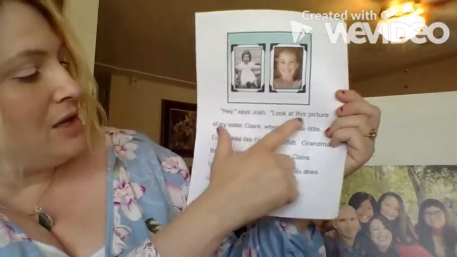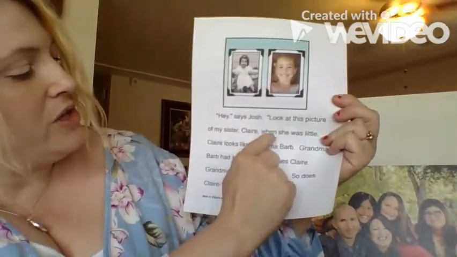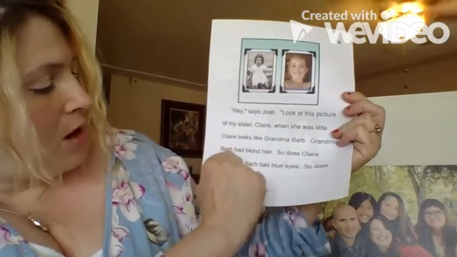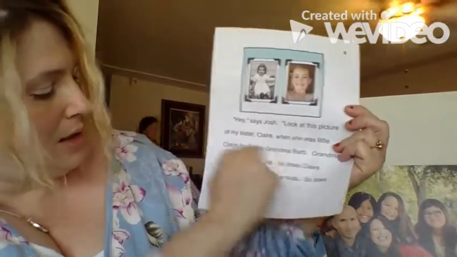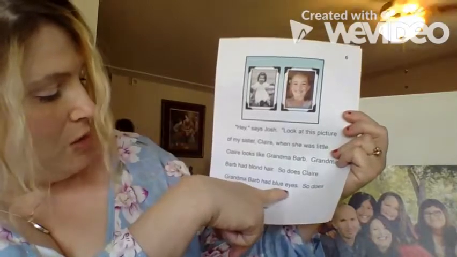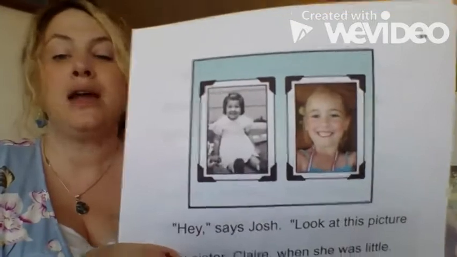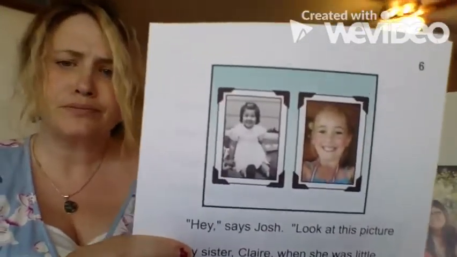Hey, says Josh, look at this picture of my sister, Claire, when she was little. Claire looks like Grandma Barb. Grandma Barb has blonde hair. So does Claire. Grandma Barb has blue eyes. So does Claire. So their hair color and eyes are the same.